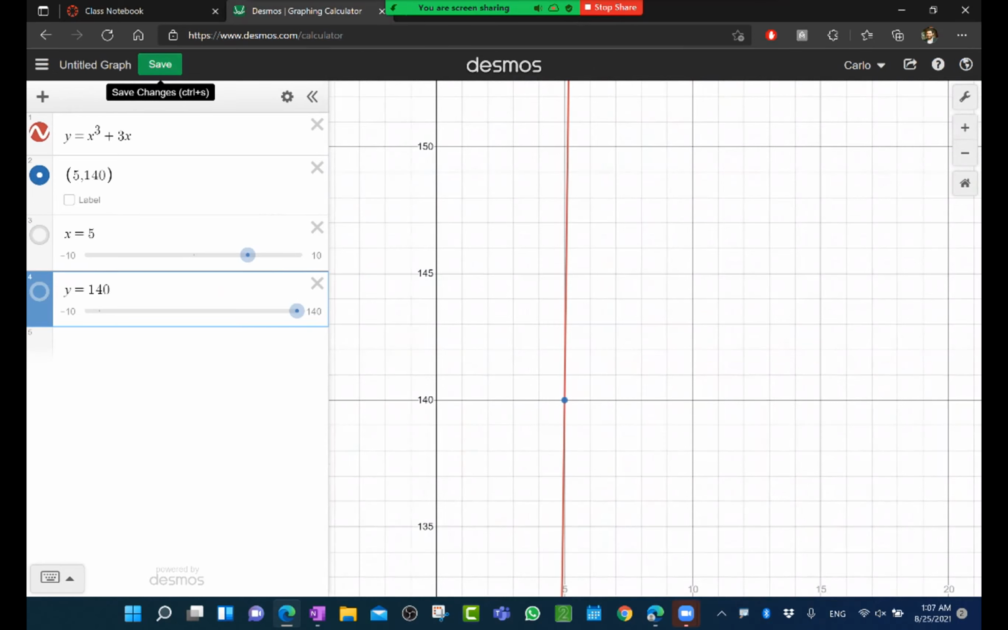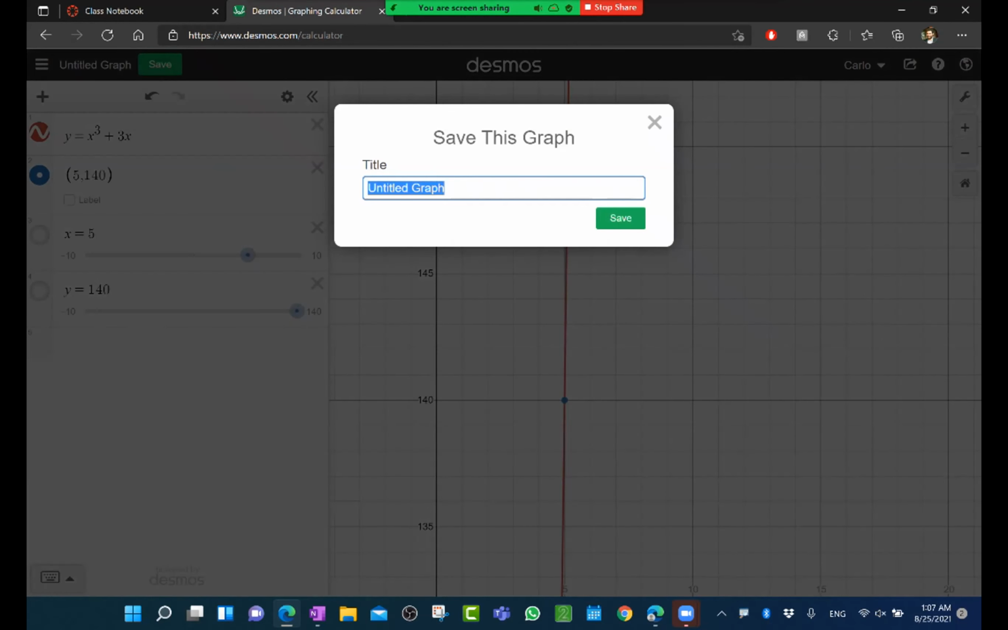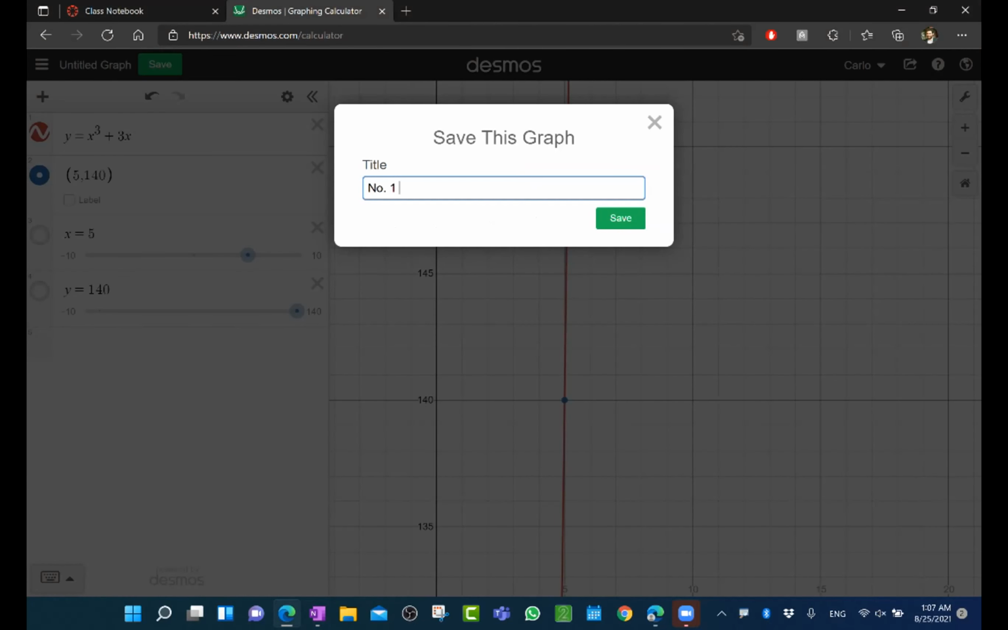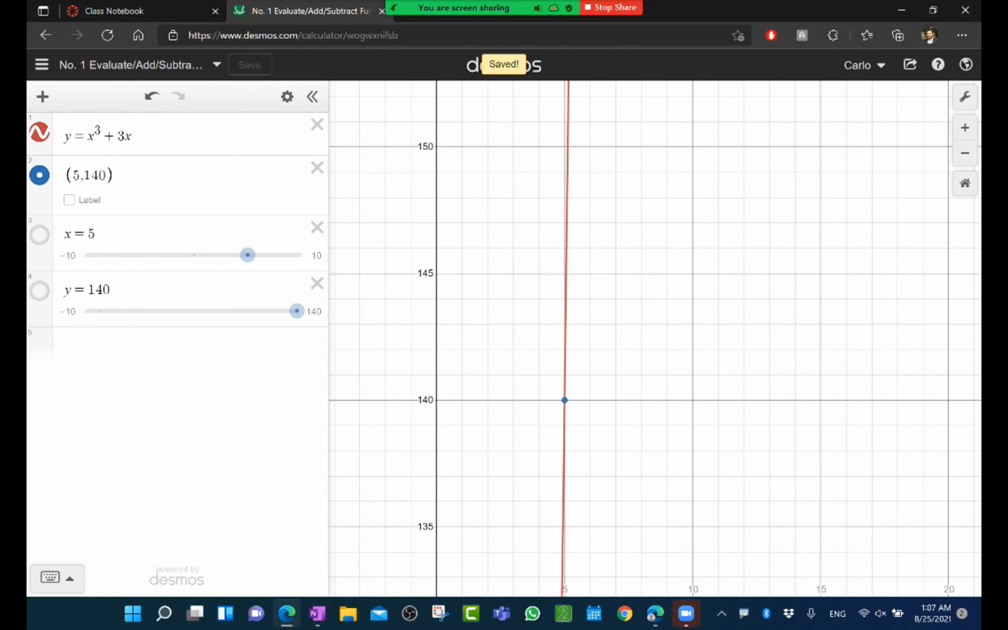So I'm going to save this graph and we're going to call this number 1. And the assignment is called evaluate/add/subtract functions. So this is going to be evaluate/add/subtract functions. And this is Morelli pre-AP Algebra 2. Okay, so I'm going to save this. And the reason I saved it is because now I can share it with you.